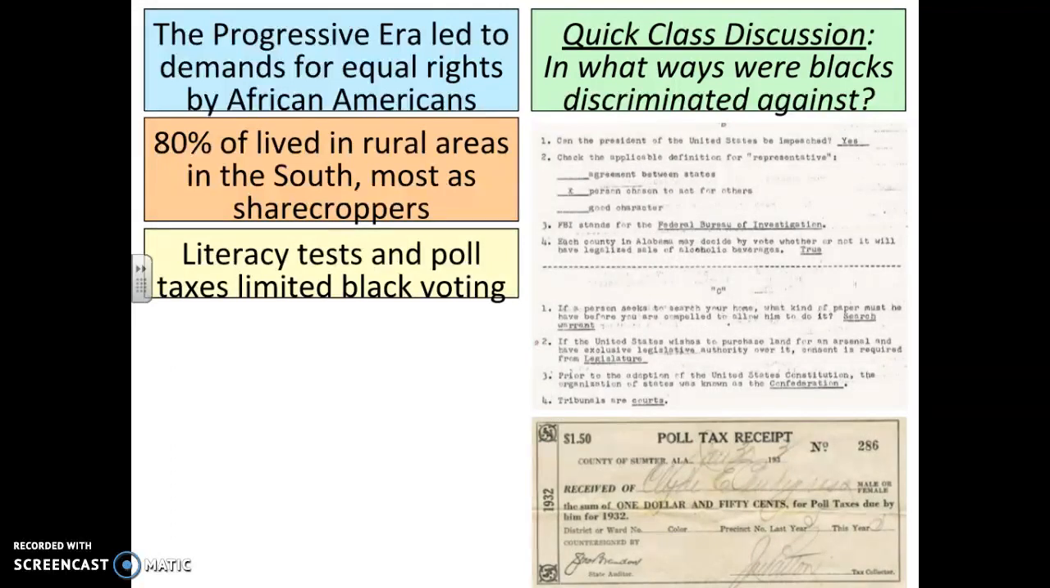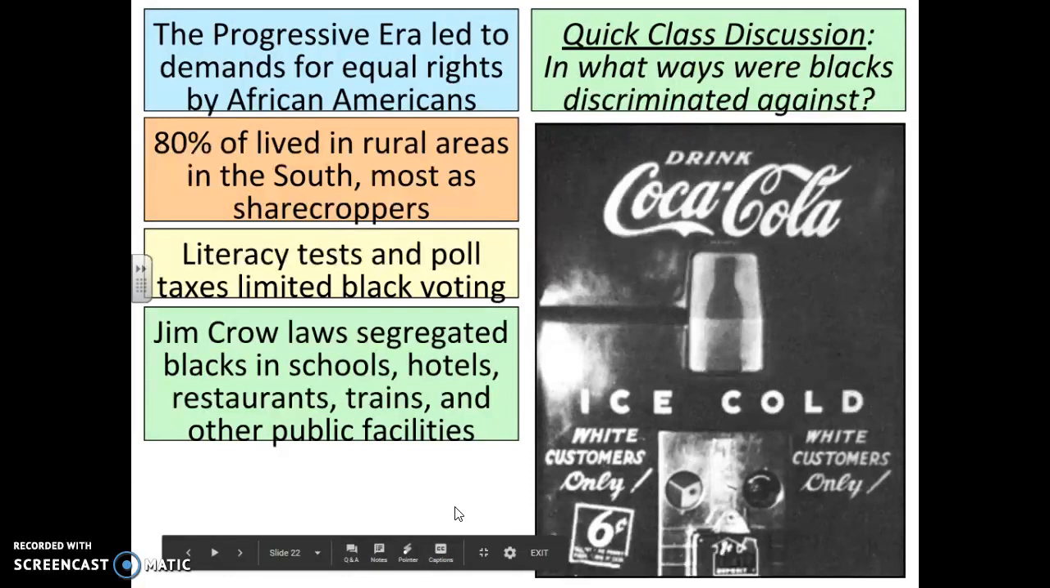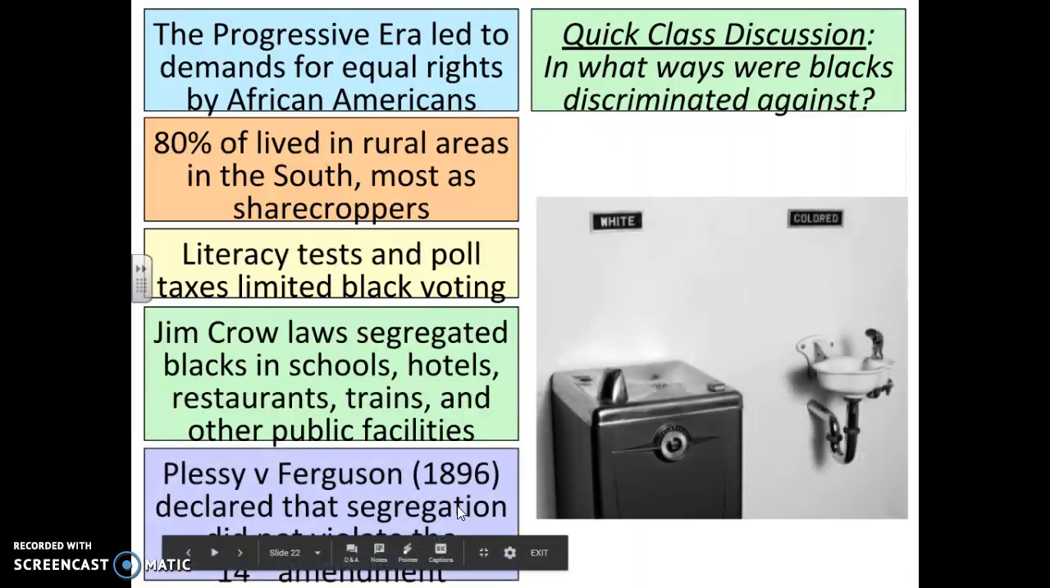Literacy tests were being created, and poll taxes were created to restrict black voting in certain areas. Jim Crow laws were being created in the South by state governments based off the court case of Plessy versus Ferguson, which declared segregation was constitutional and allowed because it did not violate the 14th Amendment as long as things were separate but equal.